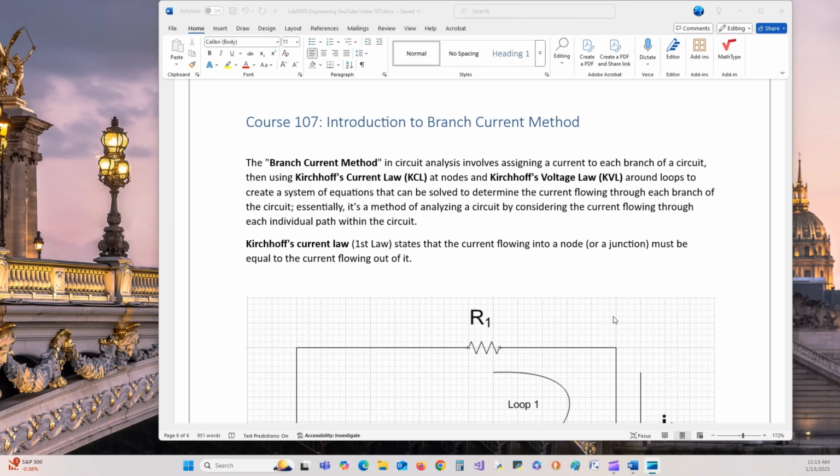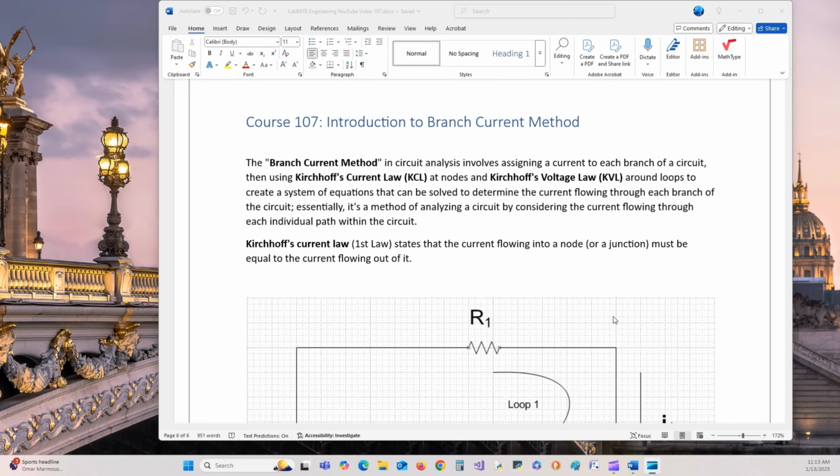Okay, now for our 107, we're going to do the introduction to the branch current method. Here we're actually solving the equation using our Kirchhoff's circuit laws. The branch current method is a tool in circuit analysis involving assigning a current to each branch of a circuit, then using Kirchhoff's current law at nodes and Kirchhoff's voltage law around loops to create a system of equations that can be solved to determine the current values flowing through each branch of the circuit.